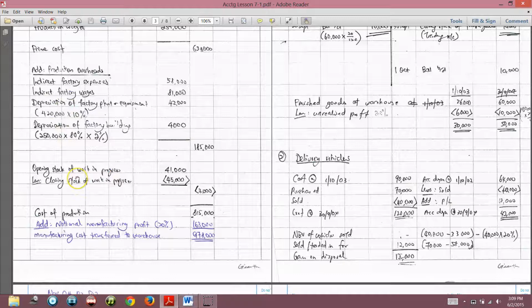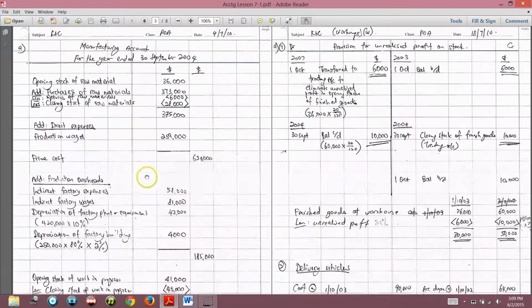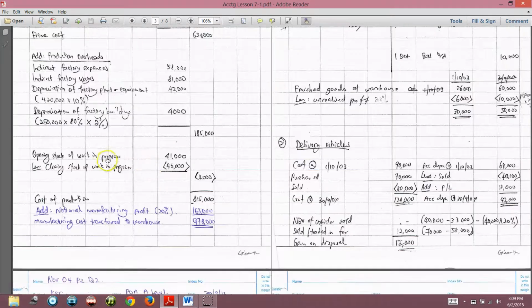Then we take opening stock of work in progress and less closing stock of work in progress. Closing stock of work in progress here. You see, work in progress is also in the factory. So then you take the difference between opening stock and closing stock, you get this one, then you underline. So then this is the cost of production.